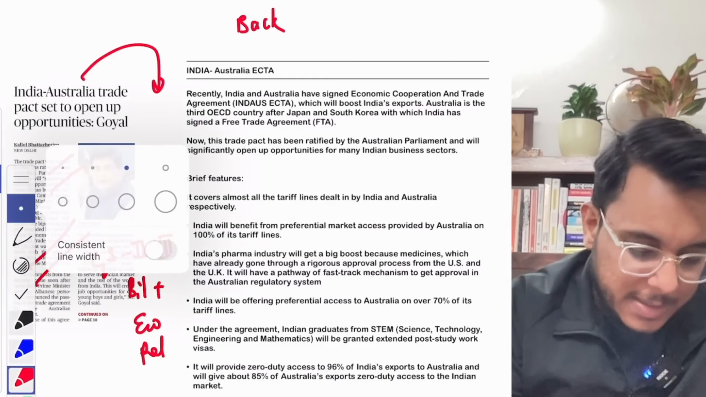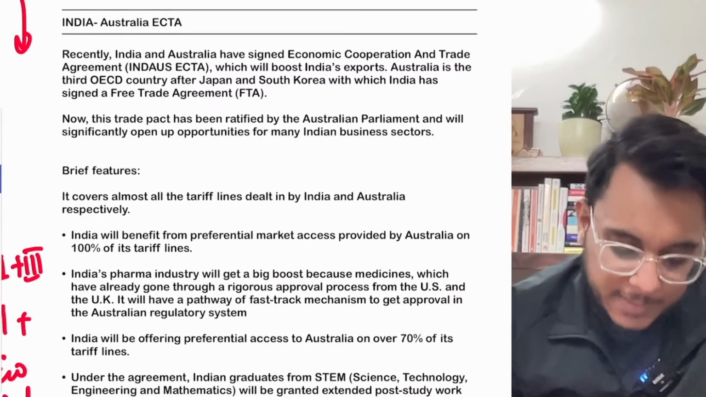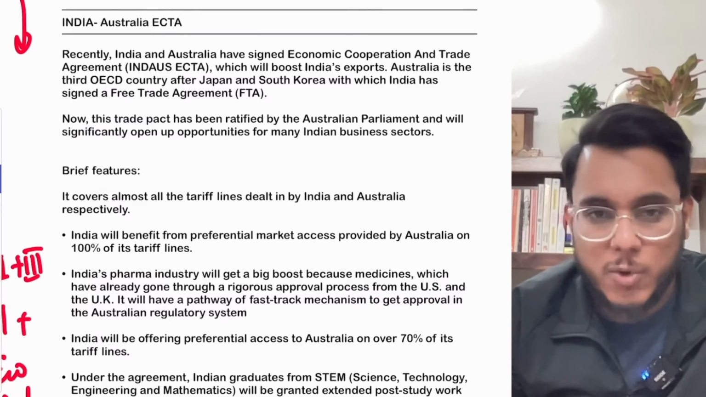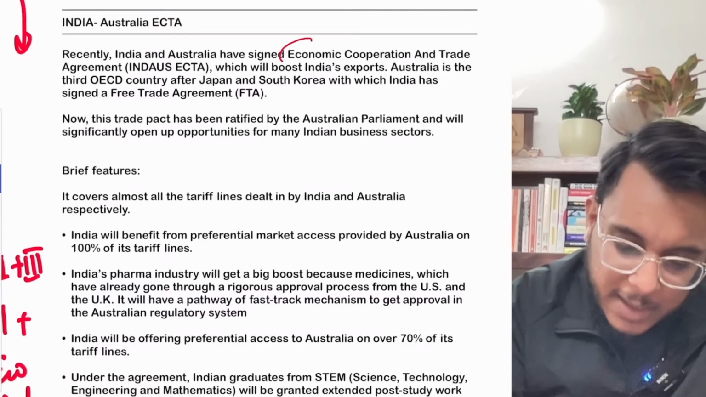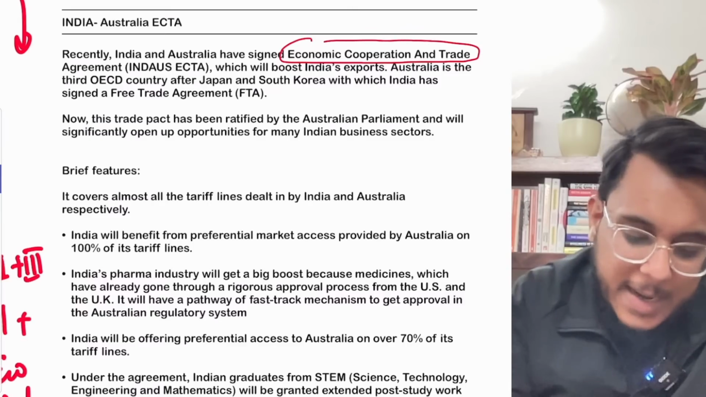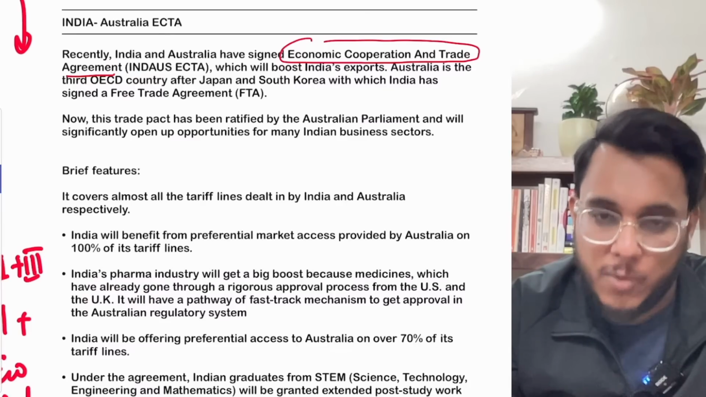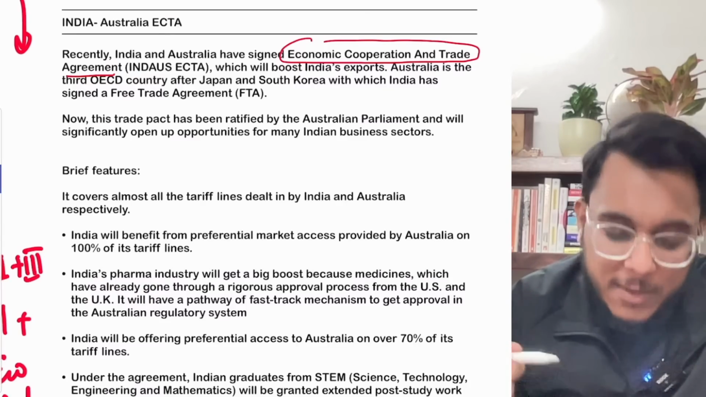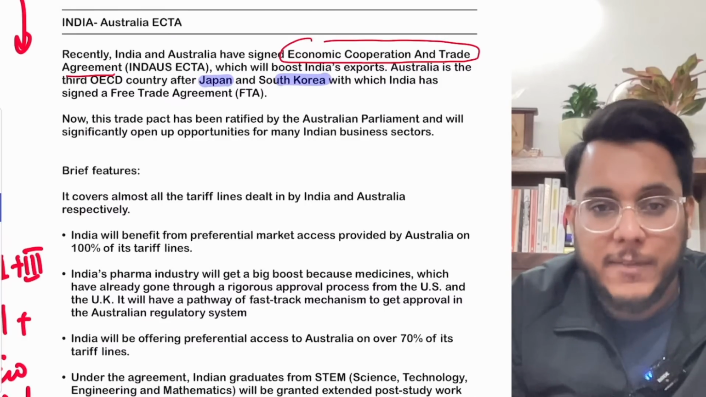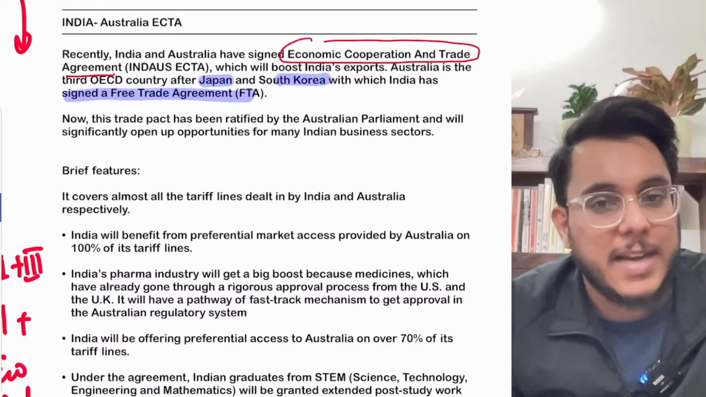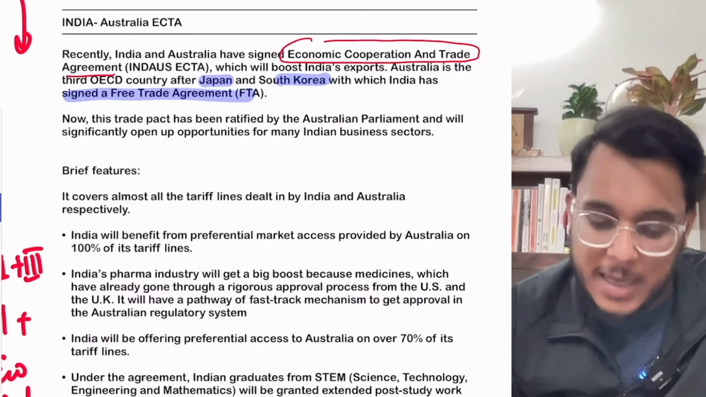So the background goes like this, that actually what has happened recently, just a few months back, India and Australia have signed the ECTA, which stands for Economic Cooperation and Trade Agreement. So ECTA is a bilateral agreement between India and Australia. Okay. Now understand this particular thing. First of all, this is important because Australia is the third country after Japan and South Korea, which are members of the OECD, with which we have signed a free trade agreement. So out of the OECD members, Australia is the third country with whom we have signed the FTA.